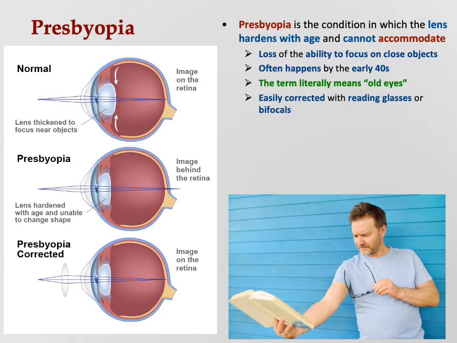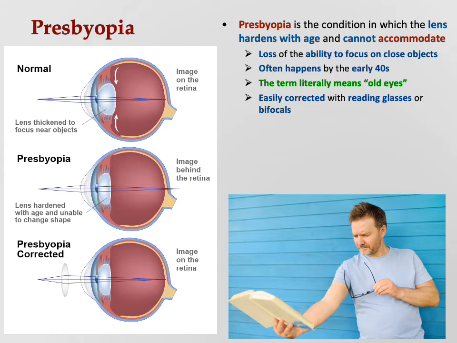Easily corrected with bifocals or reading glasses. They say that basically what you do is you deal with presbyopia until you run out of arm length. So, when you're young, you can read things right in front of your face. As you get older, you have to hold them further and further away. You finally get to the point where even at arm's length, you can't read it, and that's when you either get bifocals, if you already wear glasses.